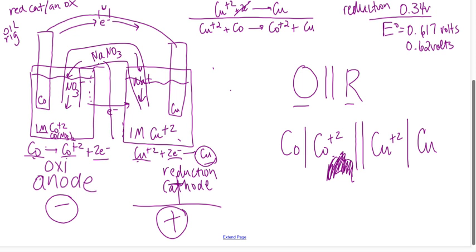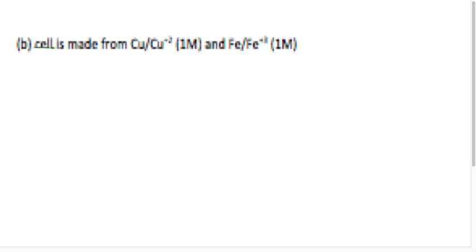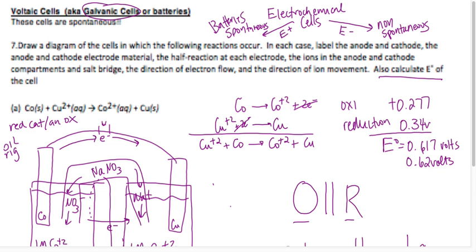Okay? All right, ready to do it again, but this time much more quickly. But we got a difference here. Does anyone see the difference? Here we have a cell made from copper and copper plus 2 and iron plus 3. Look what they gave us in the last problem.